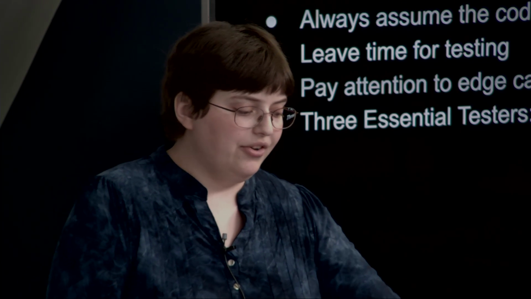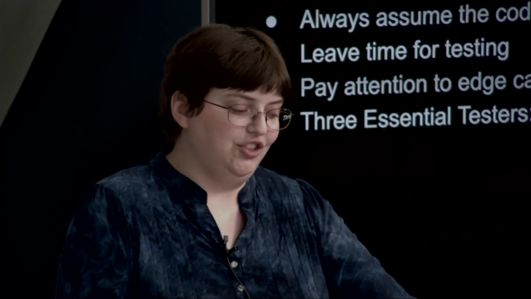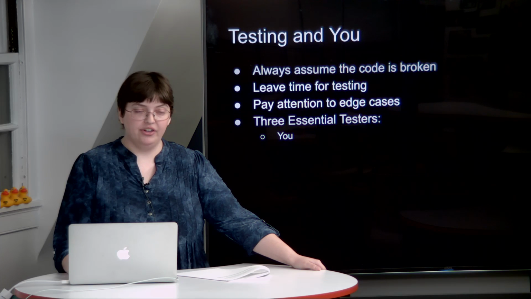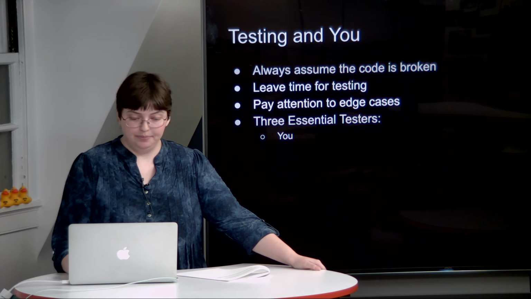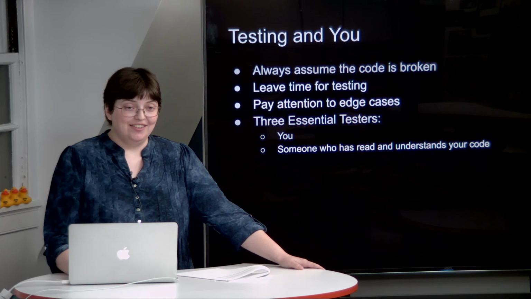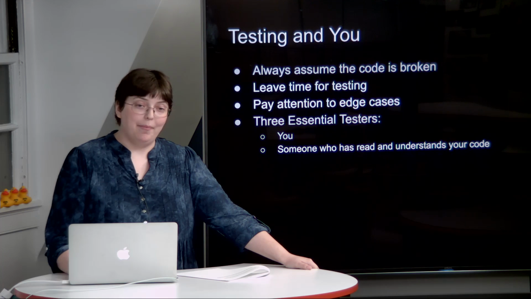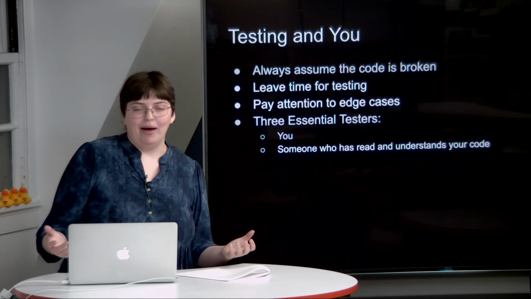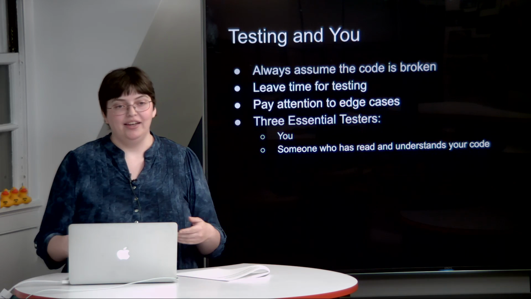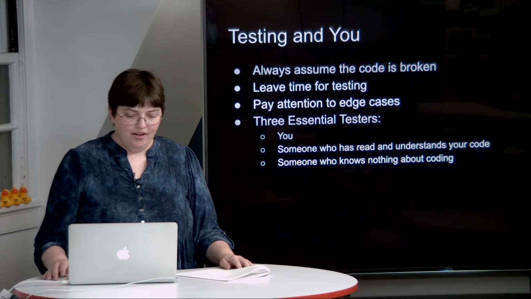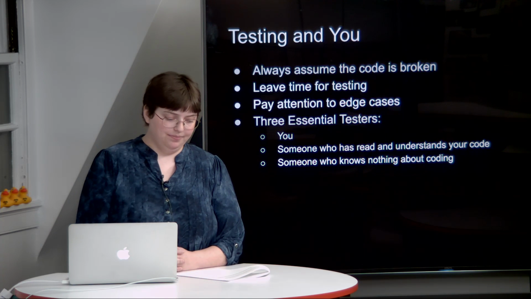No matter what, whether you're doing a solo project or a group, I believe you always need 3 essential people to test your code before you call it done. You. Test your code as vigorously as you possibly can, then do it again. Someone who has read and understands your code should also be testing. If you have teammates, this should be one of them. Someone who can identify things that coders know about, like overflow, and remind you to test for those things. And 3, a completely random person.